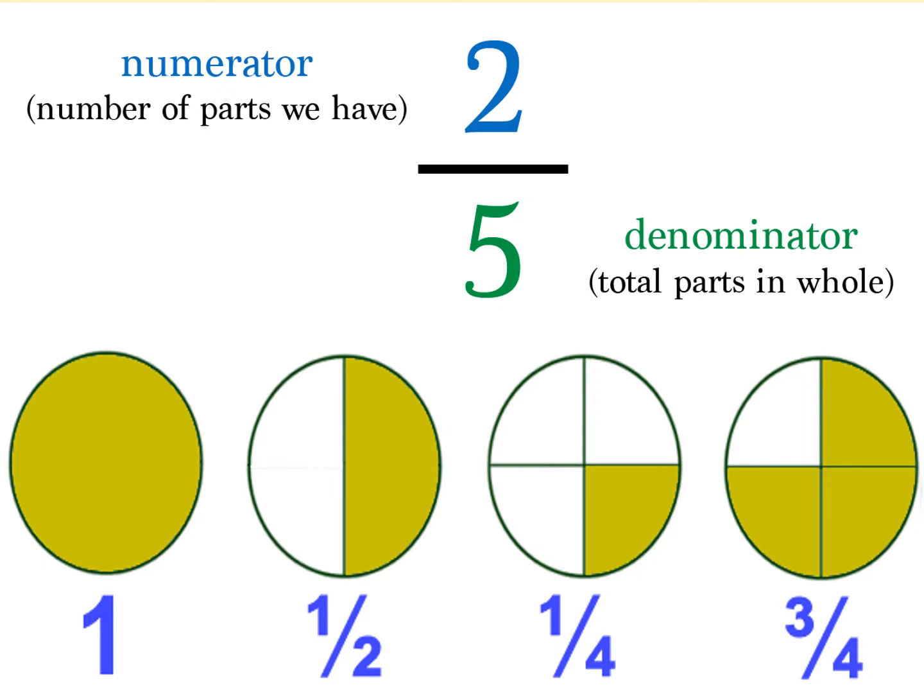In the third circle, you will find 4 parts and only one shaded or colored, so the fraction should be 1 over 4. The last circle, you will find 3 shaded parts or 3 colored parts over 4. 4 is all the parts or the whole number.